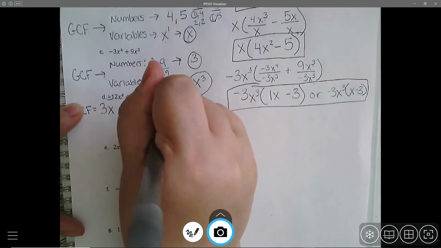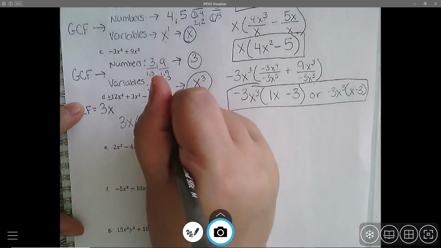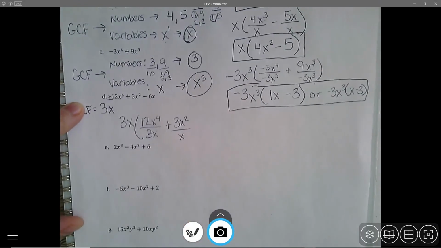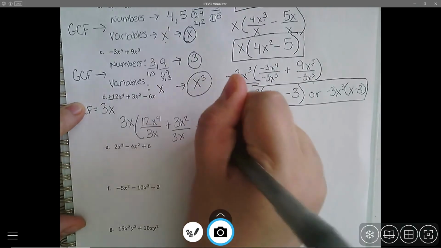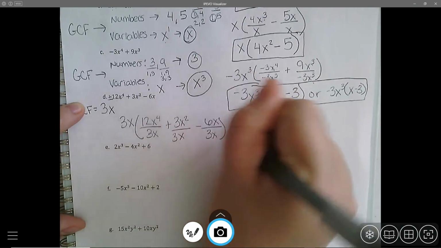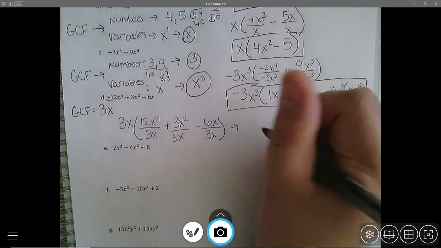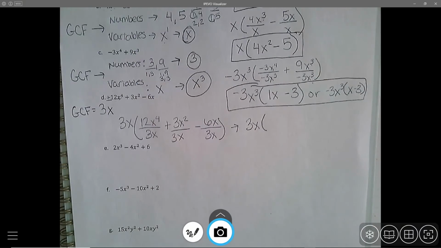12x to the power of 4. I divide that by what I said my GCF of 3x was. Plus 3x squared divided by what I said my GCF was. Minus 6x divided by what I said my GCF was. Your final answer should always have your GCF in front and what you get when you divide that GCF out.